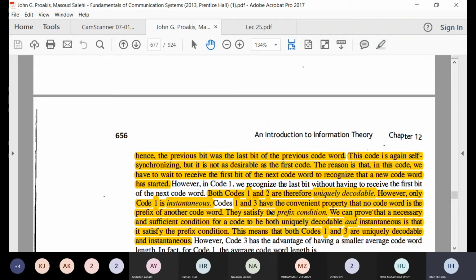Only code 1 can be decided instantaneously. All right, the code has ended. This is the code. This will be the alphabet.